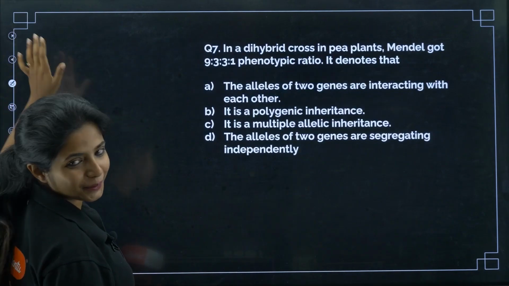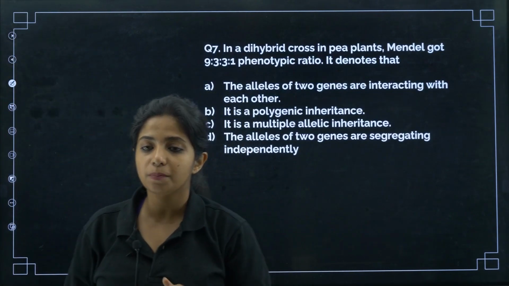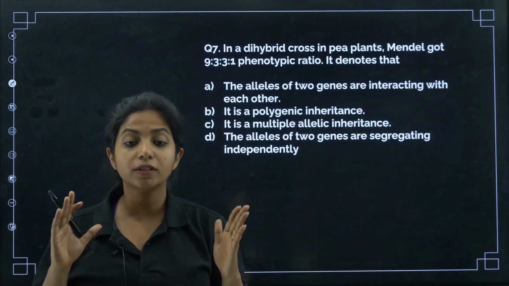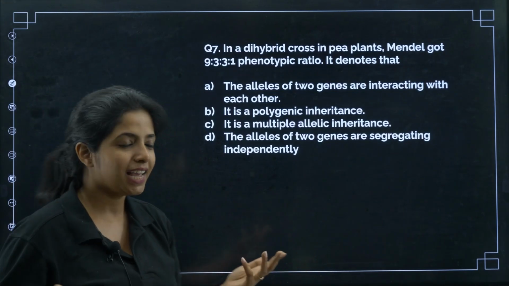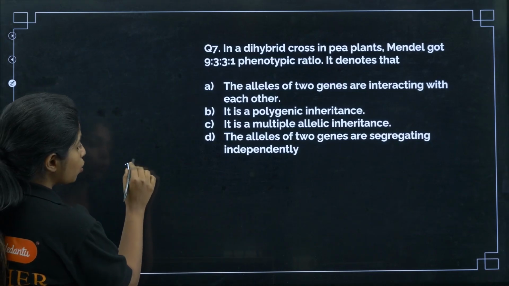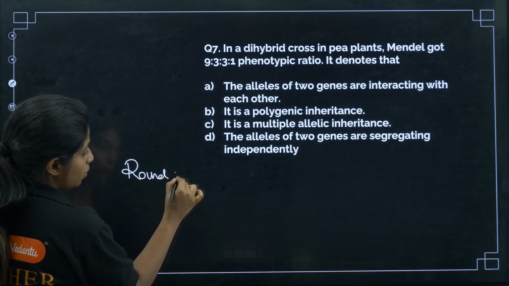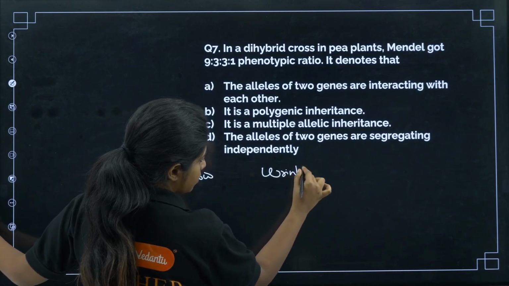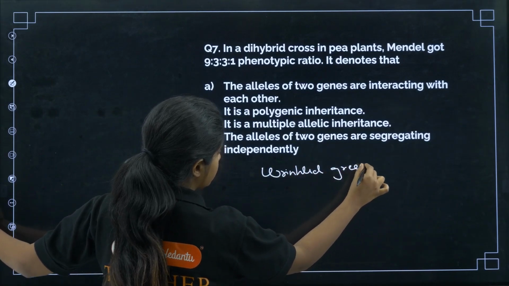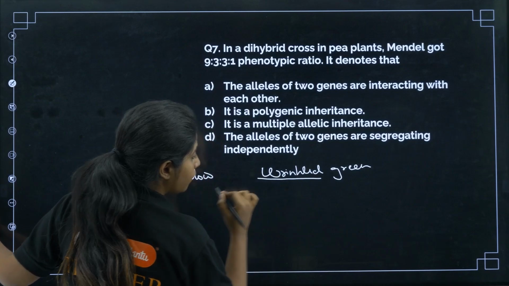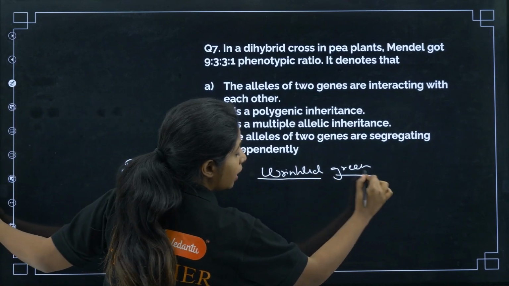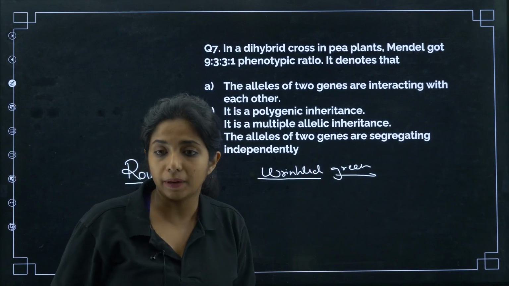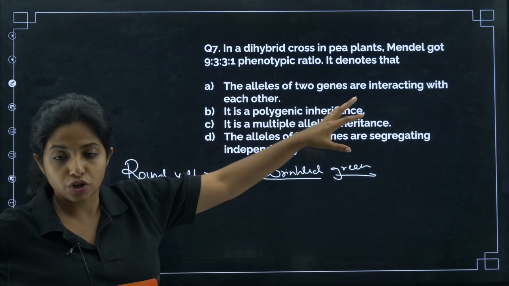Cool? Chalo. Next. In a dihybrid cross in pea plants, Mendel got 9:3:3:1 phenotypic ratio. It denotes that. What does it denote? In a dihybrid cross, as in you're talking about two characters at once. For example, round and yellow and wrinkled and green. So how is it two character? Basically, this is talking about the shape of the seed, and this is talking about the color of the seed, my dear children. So in a dihybrid cross in pea plants, Mendel got this particular ratio.